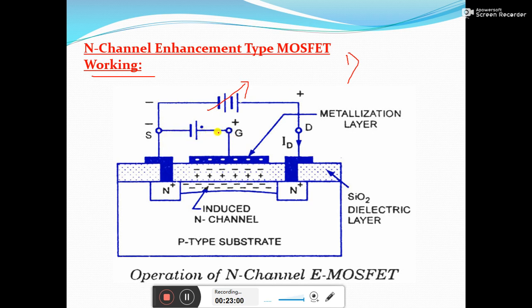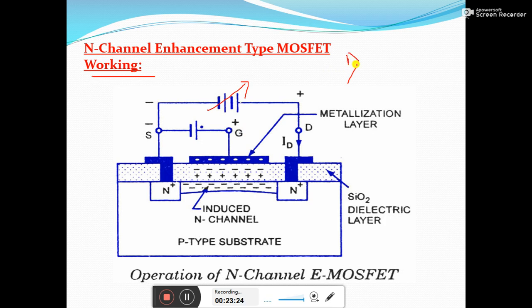Since it is capable of being operated only in the enhancement mode, the gate should be made positive with respect to source. If there is a reversal of polarity here, you won't get any current. That's why this cannot be operated in a depletion mode, and we always make the gate positive with respect to source. Let's consider the first case.